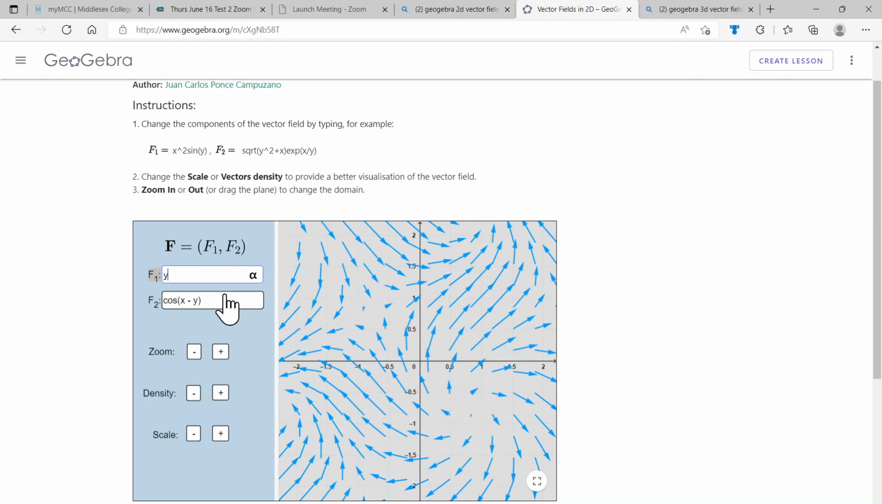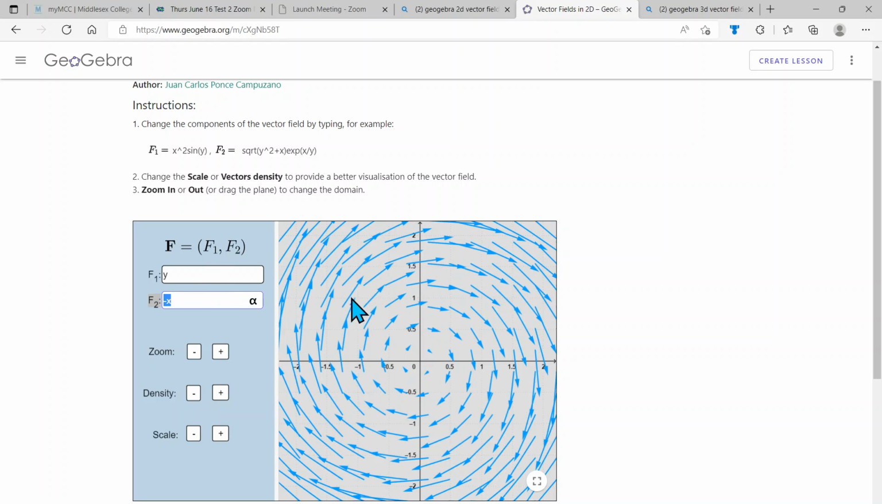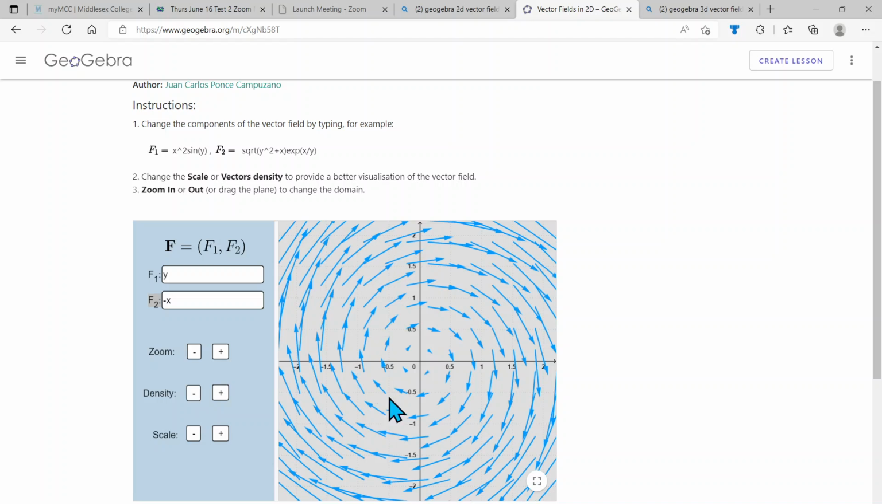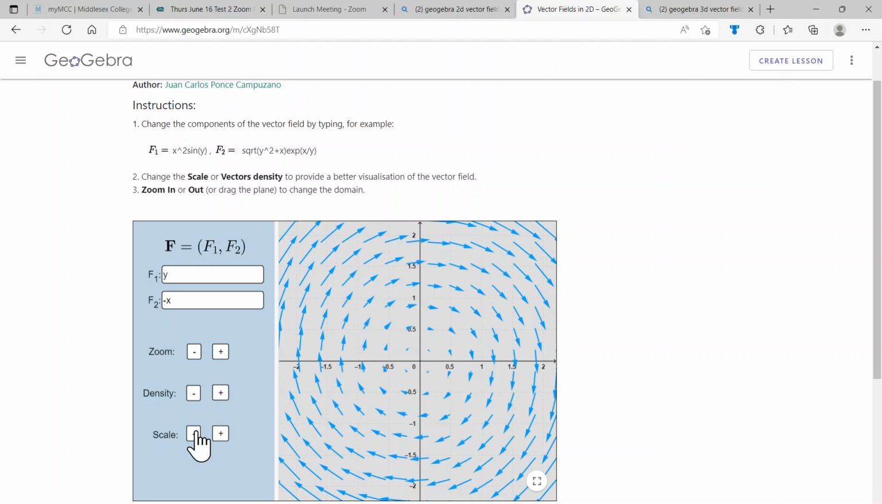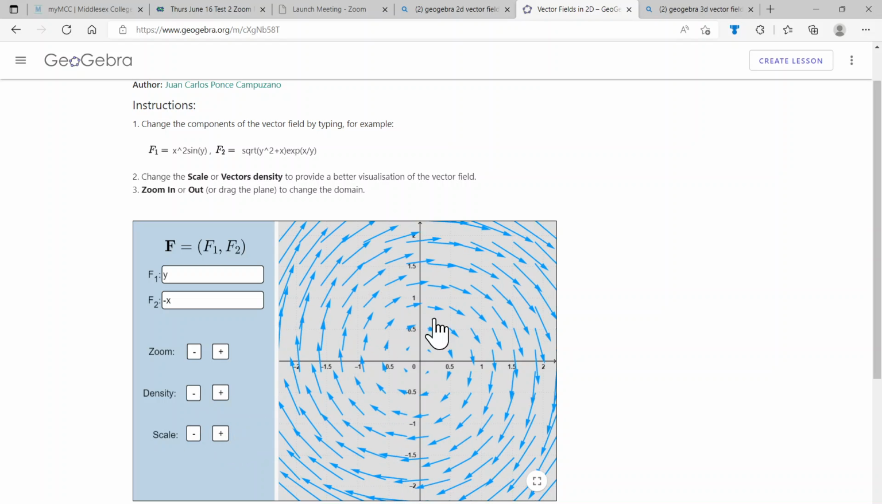You can see here it draws in the vector field, and you can see that the flow is circular, going in a clockwise direction, and that mirrors what's shown in this diagram here. Except they didn't shorten the vectors as much in this diagram, but you can lower the scale if the vectors are overlapping too much. So you can use a tool like this to visualize vector fields.